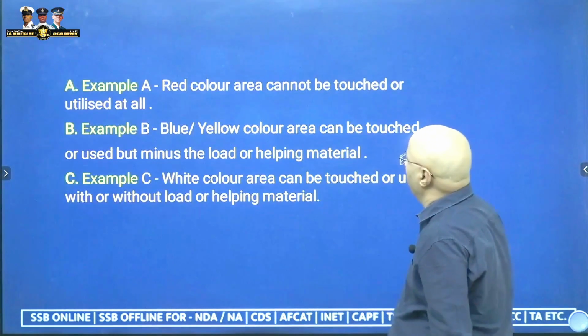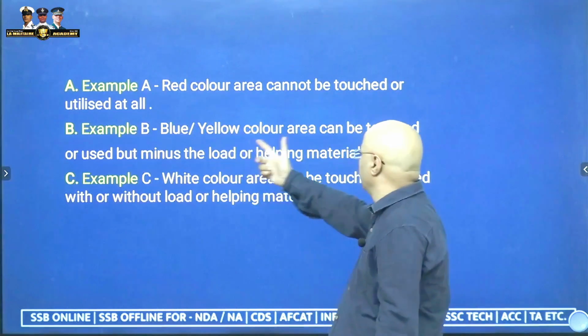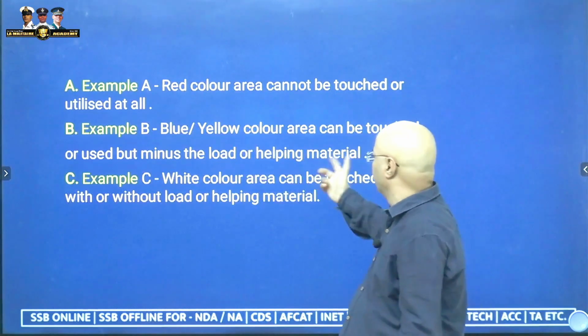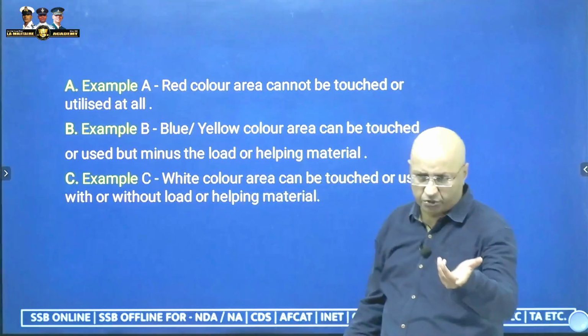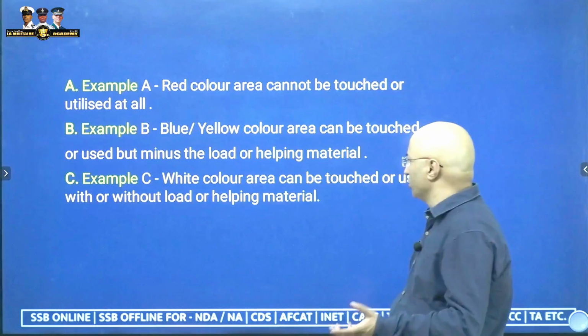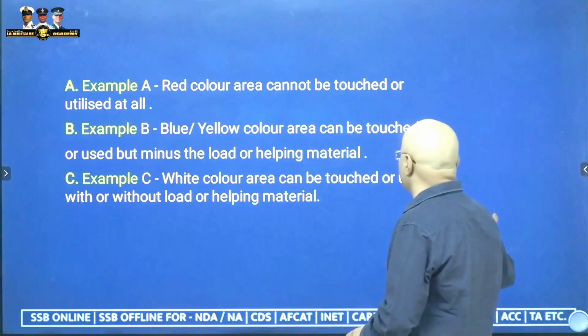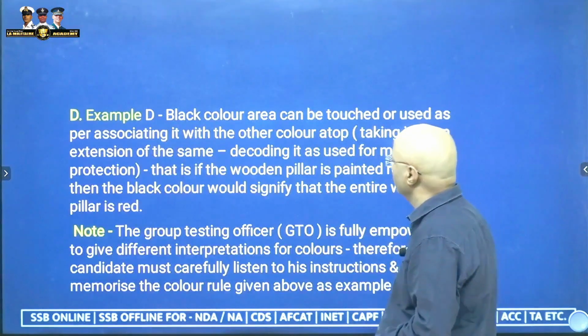Now we come down. Red color cannot be touched or utilized at all. Example B, blue or yellow color can be touched or used, but the load or helping material cannot be placed on top of it. White color area can be touched or used with or without load or helping material. Got it?